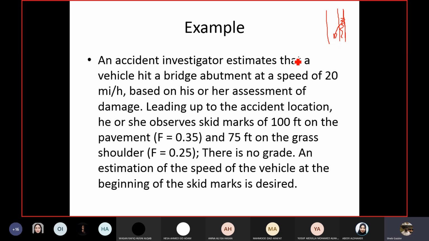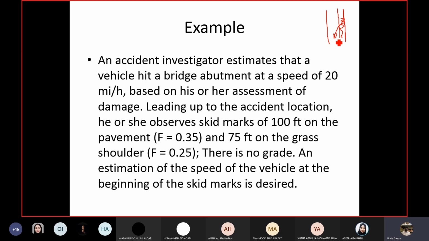Now you can see there are two f values given, skid resistance values. Why two? Because of the change in surface. Pavement is obviously made up of asphalt. If the shoulder had been made up of asphalt, the f value could be the same. So it depends upon the surface of the shoulder, which can be loose sand or grass or whatever. In this case, the shoulder is made up of grass, but we know shoulders can be made up of asphalt as well.